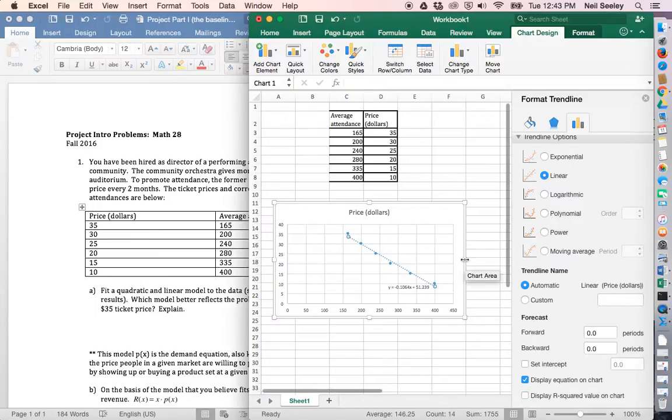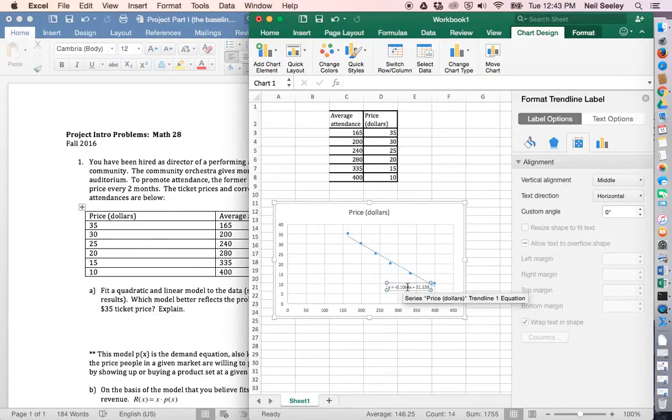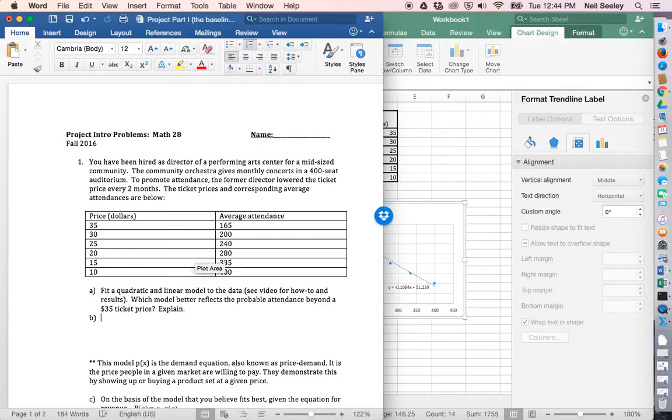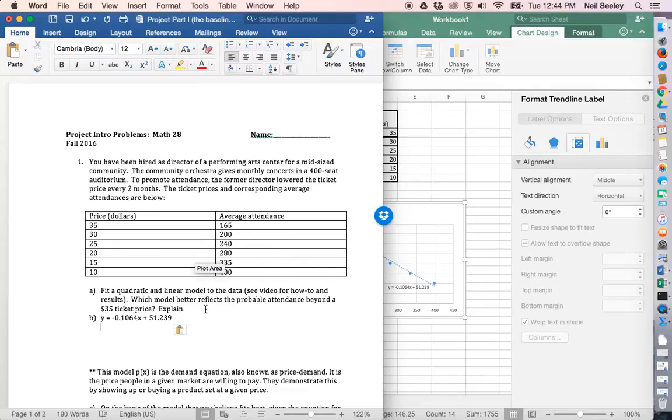I'm going to leave it off for now just for simplicity. So there's my linear model. I actually want to grab that. If you do a copy, you can highlight that linear equation and copy it and then paste it over here. So when it asks for what's the linear model, I can just go in there and paste it in there, which is great. So that gives me my first piece.